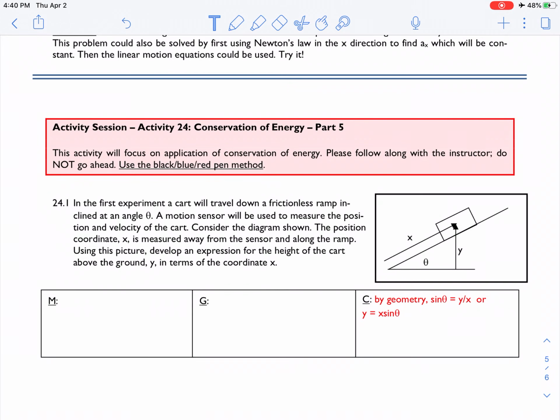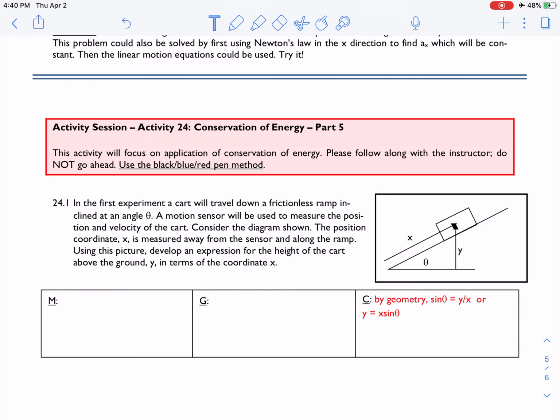Okay, so the last part of today's class is again a quick activity on conservation of energy. These are the parts that we usually do in the problem, but now we're looking into the pieces separately. Okay, so we have an example.